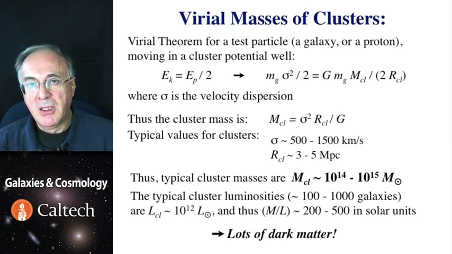At the same time, we can simply add up the luminosity in galaxies and find that the net mass-to-light ratio, that is, the mass of stars plus the mass of dark matter relative to the luminosity from stars, is of the order of several hundred, exactly what Zwicky originally predicted. So clusters must be dominated by huge amounts of dark matter.